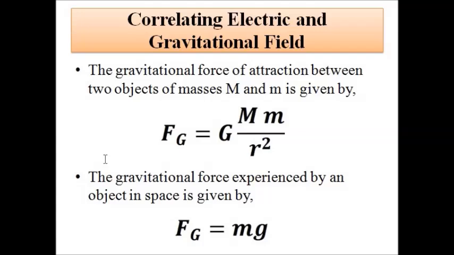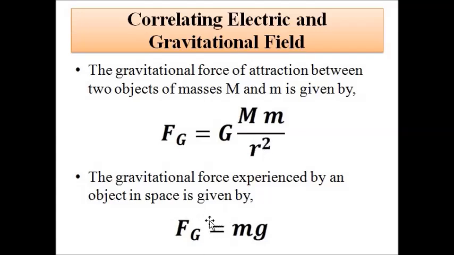So we know that the gravitational force of attraction between any two objects, let's say they have masses capital M and small m, will be given by Fg is equal to G M m divided by r square. Okay, G is the universal gravitational constant. So here also the gravitational force is directly proportional to the product of the masses and inversely proportional to the square of the separation between them. Much similar this equation is to the Coulomb's law equation.